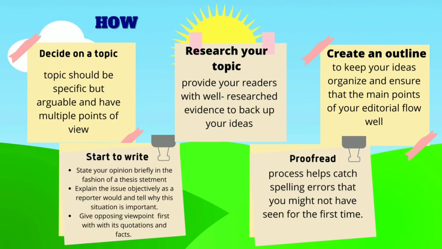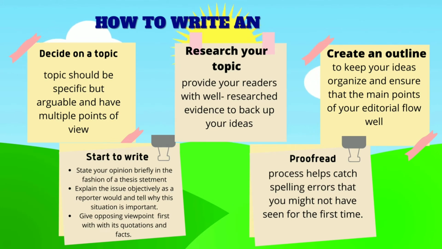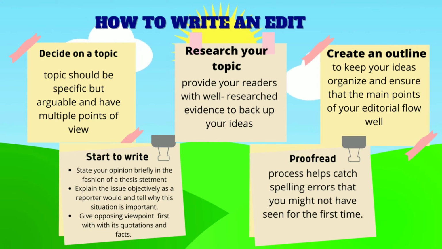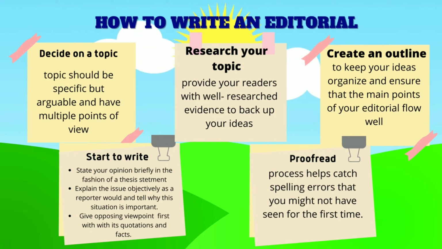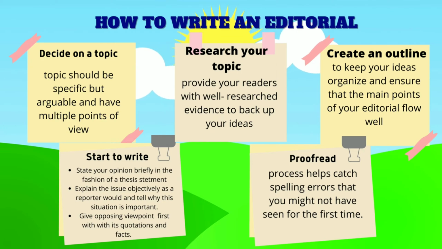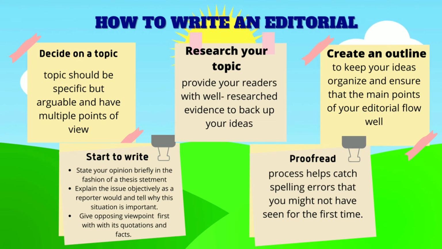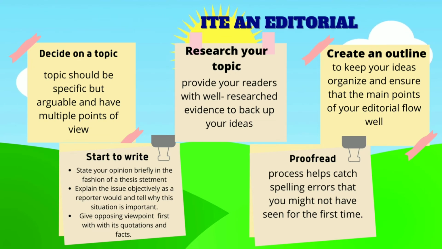How to write an editorial. Decide on a topic. Topic should be specific but arguable, and have multiple points of view. Research your topic. Provide your readers with well-researched evidence to back up your ideas. Create an outline to keep your ideas organized and ensure that the main points of your editorial flow well. Start to write. State your opinion briefly in the fashion of a thesis statement. Explain the issue objectively as a reporter, and tell why this situation is important. Give the opposing viewpoint first, with its quotations and facts. Proofread. This process helps catch spelling errors that you might not have seen the first time.